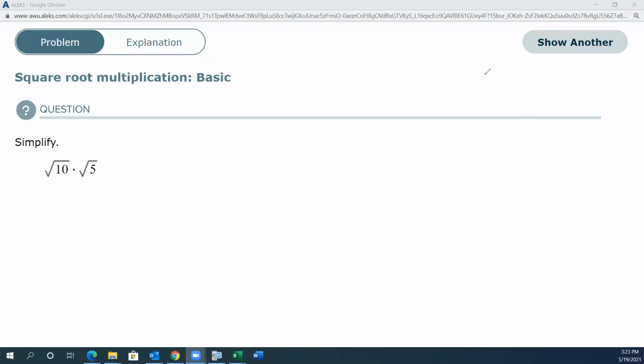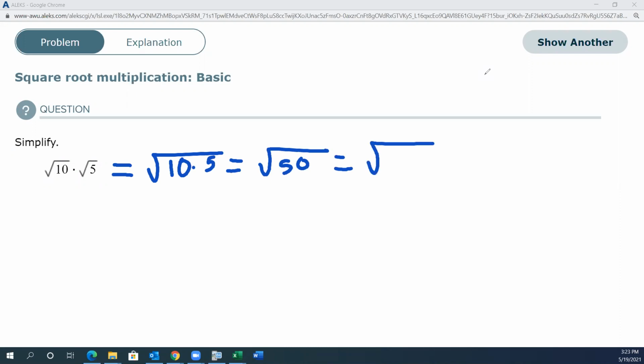So on these, there's a couple ways to proceed. One way is to write it all as a single radical and then try to break it down as best you can. Say, well, I know a perfect square that divides into it. It's 25. And I get 5 times the square root of 2. And so, that'll work. Actually, I guess it's about the only way on this one. Okay, so let's try another one.